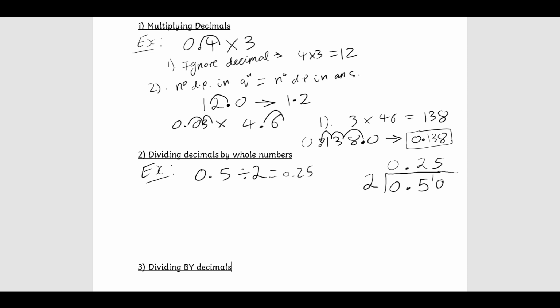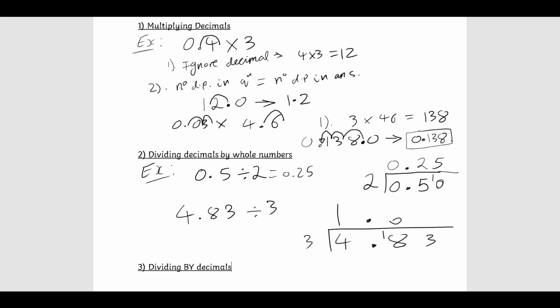Let's try another one. Let's say we have 4.83 divided by 3. Same sort of thing. We'll put 4.83 into our bus stop, 3 on the outside. 3 into 4 goes once. Don't forget the decimal. 3 into 4 goes once with the remainder 1.